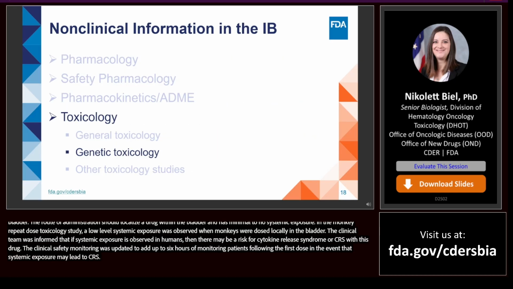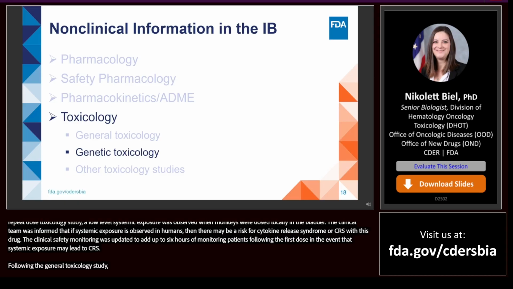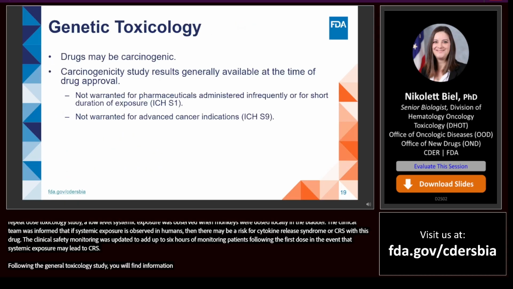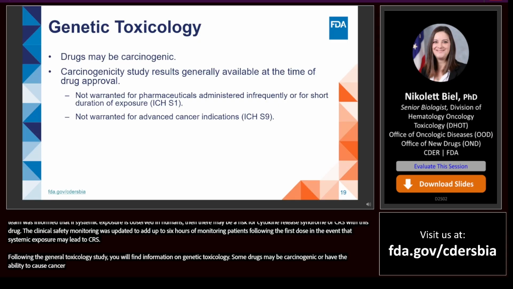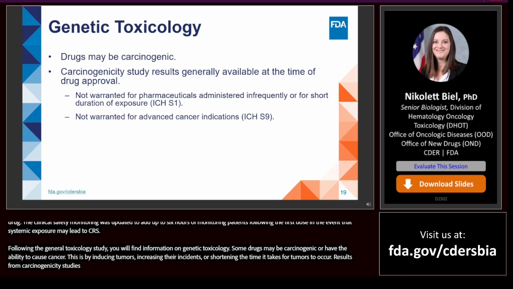Following the general toxicology studies, you will find information on genetic toxicology. Some drugs may be carcinogenic or have the ability to cause cancer by inducing tumors, increasing their incidence, or shortening the time it takes for tumors to occur. Results from carcinogenicity studies are generally not available until the time of product approval.